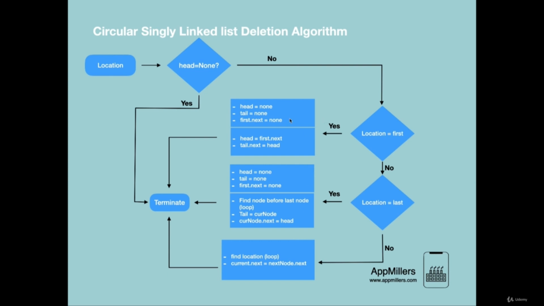Here we combine all three cases to make our life easier. Now in the next lecture, let's use this algorithm over here and create a method to delete a node from a circular single linked list. See you over there.